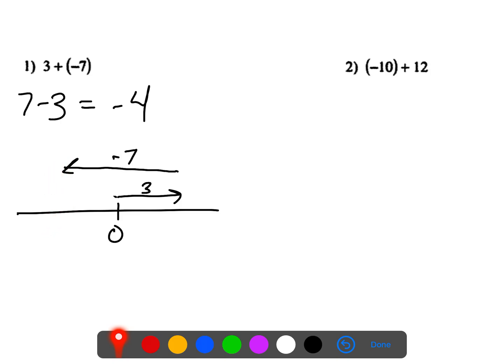It's going to take -3 to remove this +3. That's where it cancels out here. And what's left is that -4. So hopefully that kind of helps you picture how we're doing the subtraction.